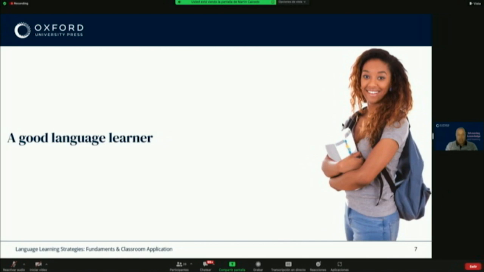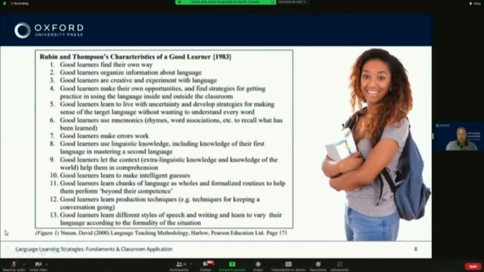And are we thinking or are we observing these characteristics in our students? Are we promoting the strategies that we used on our students? Are we including these characteristics in our teaching, our day-by-day teaching? According to one of the most known researchers in the field of language learning strategies, Rubin and Thompson in 1983 came up with these 13 main characteristics of a good language learner.